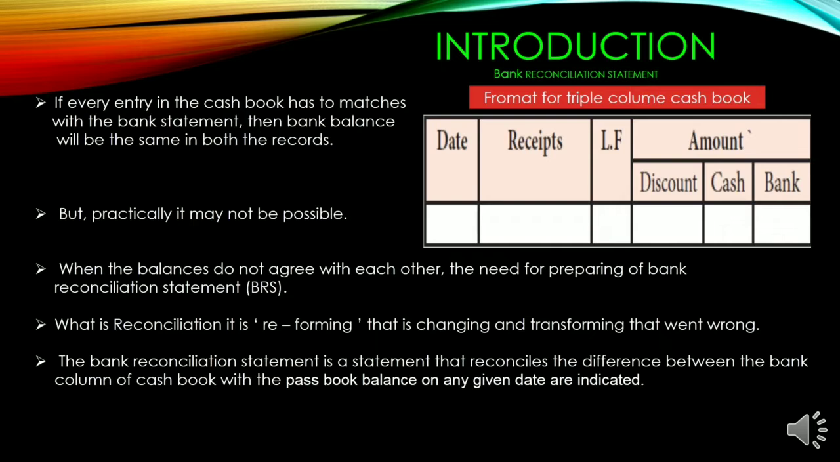Next point, what is reconciliation? It is reforming, changing or transforming what went wrong, the mistakes, or anything wrong in statements or payments not made, so that has to be reconciled again. And the last point: a bank reconciliation statement is a statement that reconciles the difference between the bank column of the cash book, what we maintain, and the passbook balance of the banker. Both have to be balanced, so whatever mistakes happened have been reconciled.